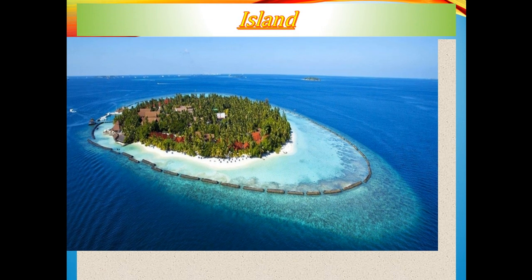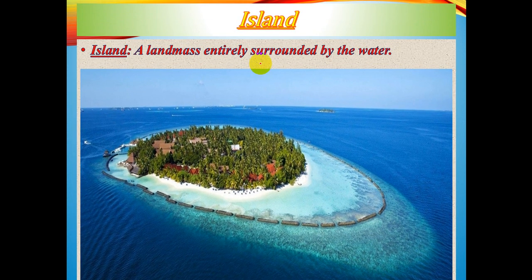Now the next keyword is island. It's very common to everybody: a landmass entirely surrounded by water. It's a picture of the Andaman Nicobar Island Group, and you can see that it is entirely encircled by water. When we get such a feature on the earth's surface, we term it as an island.